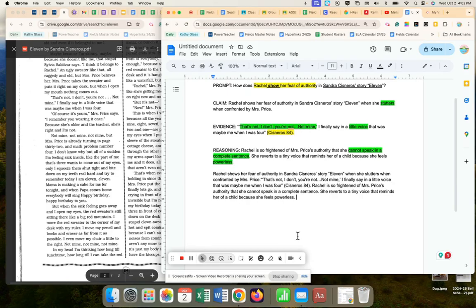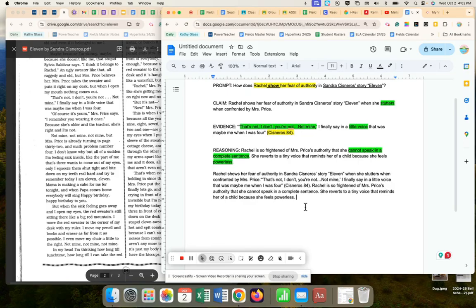Rachel shows her fear of authority in Sandra Cisneros' story "Eleven" when she stutters when confronted by Mrs. Price. "That's not, I don't, you're not mine," I finally say in a little voice that was maybe me when I was 4. Cisneros 84. Rachel is so frightened of Mrs. Price's authority that she cannot speak in complete sentences. She reverts to a tiny voice that reminds her of a child because she feels powerless. Actually, that's pretty good. So I'd say that might even get a B. All right.